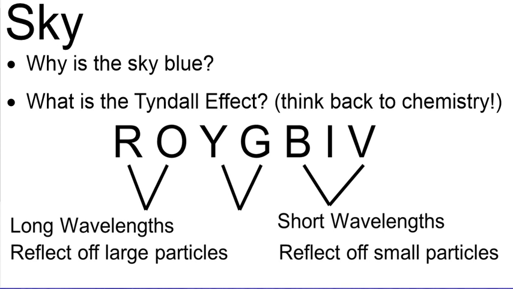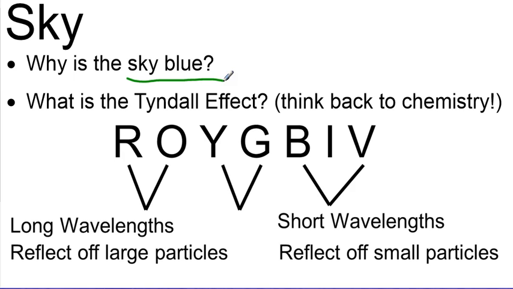So, we're going to go through some different applications for our understanding of color for the sky. So, why is the sky blue? That's probably what some of you have thought. And some of you might have heard it's because it's a reflection of the ocean. And then you say, why is the ocean blue? And you say it's a reflection of the sky.